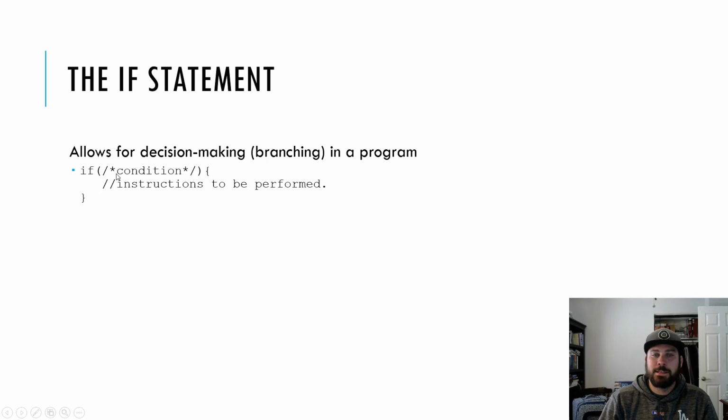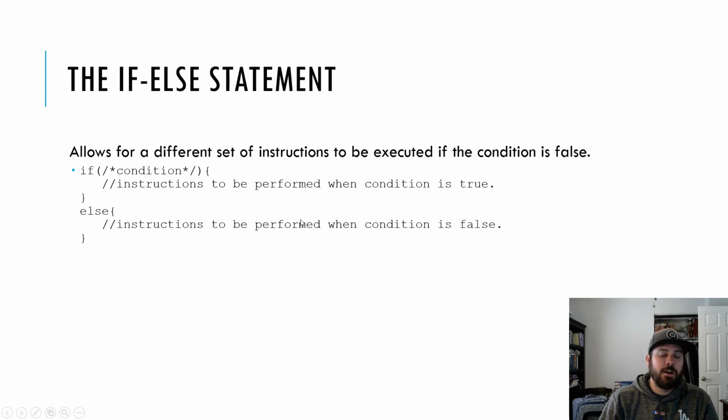So it all relies on this condition. So if this condition is true, these instructions are performed. If the condition is false, it skips over it. What we see a lot more often are these if-else statements, which allow for a different set of instructions to be executed if the condition is false.